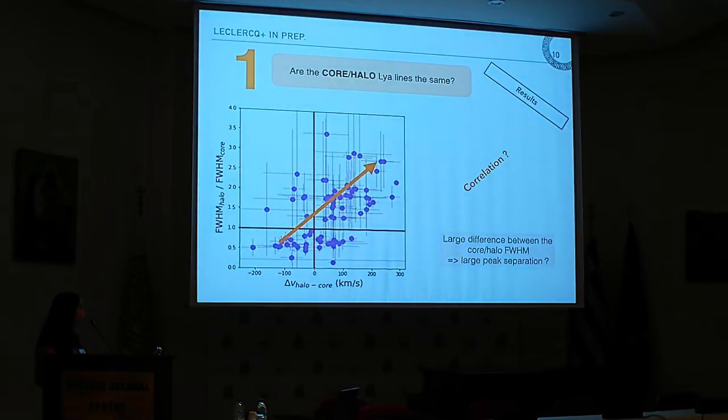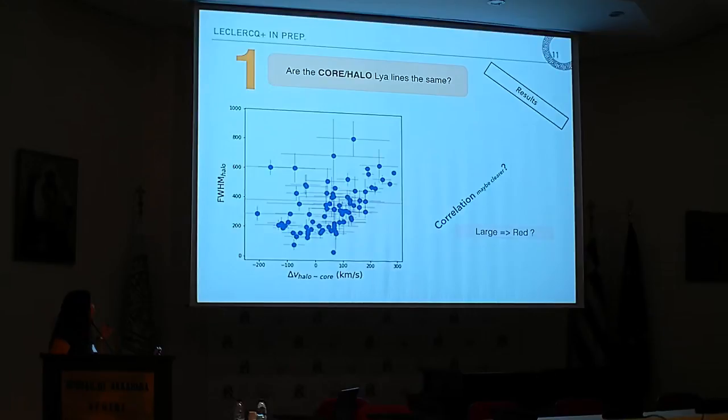But it would suggest that a large difference between the width of the line in the core and the halo implies a large peak separation. And maybe it's more obvious here, where I only plot the width of the line against the shift of the line in the halos. It would suggest that if we have a wider line in the halo, it would be more redshifted compared to the line in the core. Okay, so it's one result.